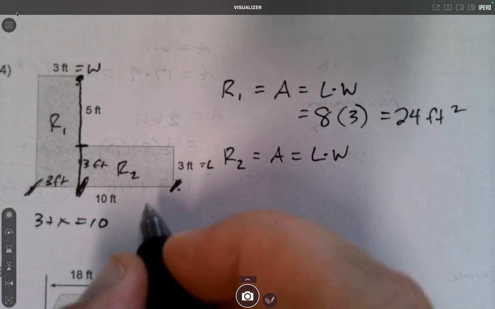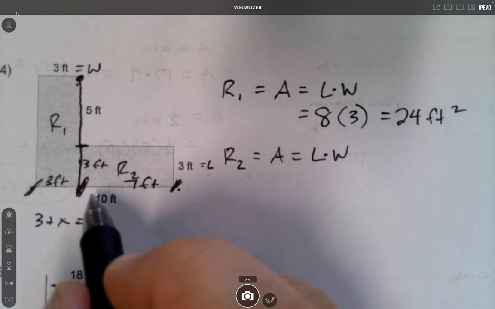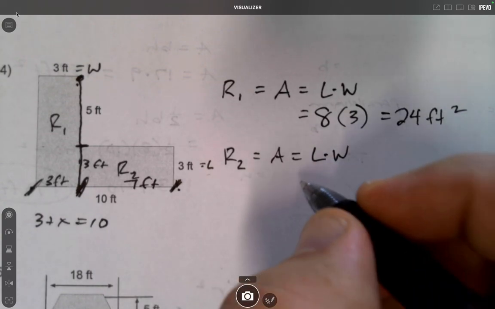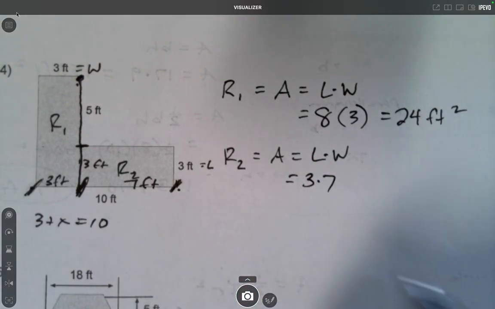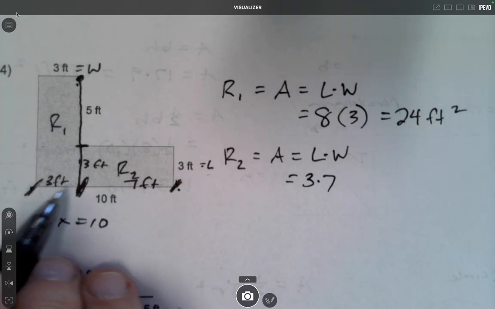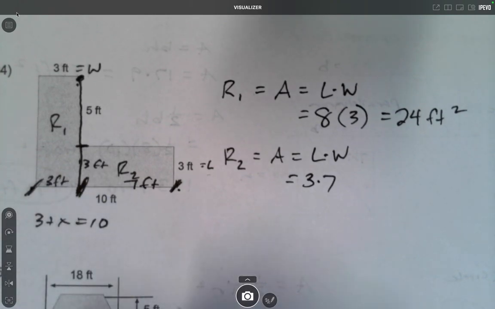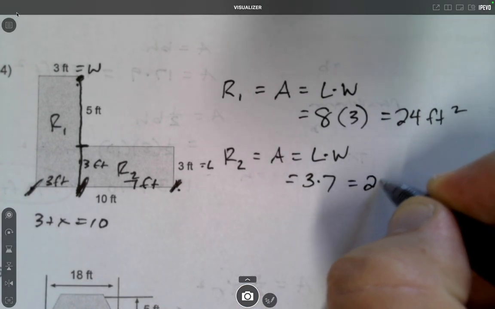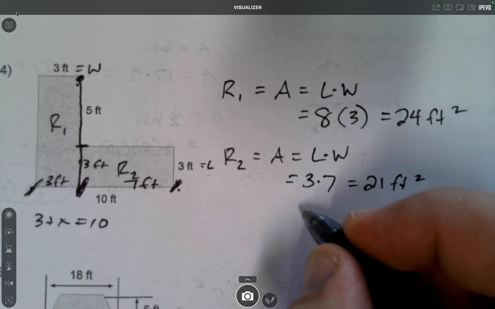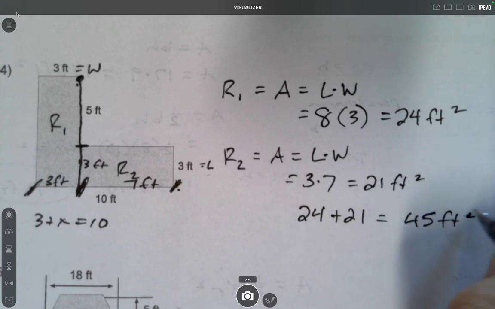You just subtract 3 from both sides and see that that would be 7 feet right there. So it has 7 feet as its width and 3 as its length. So 3 times 7. So we had to subtract on this one because we were told this whole bottom line is 10 feet long. This portion is 3 feet. So we subtract 10 minus 3 and get 7 feet right there. So that gives us 21 square feet for that particular rectangle. Add 24 and 21, we get a total of 45 square feet.